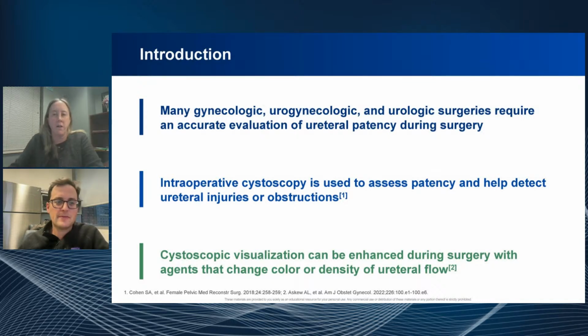So today we're going to focus on something that every gynecologist, urogynecologist, and urologist thinks about, and that is how to evaluate ureteral patency during our surgeries. So often we use intraoperative cystoscopy, and sometimes we just use a cystoscope and look in and try to look for our ureteral jets. And our goal really is to detect injuries or obstructions so that we're not leaving the OR that way. Sometimes it can be hard to see the ureteral jet, so there are different agents, specifically dyes, that can change the color, and there are also different instillation fluids that can change the density of the ureteral flow that we use to enhance our visualization.